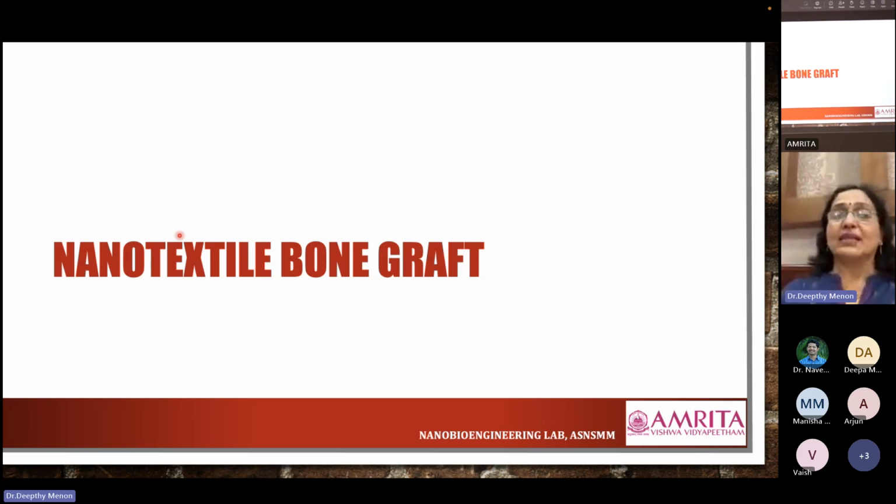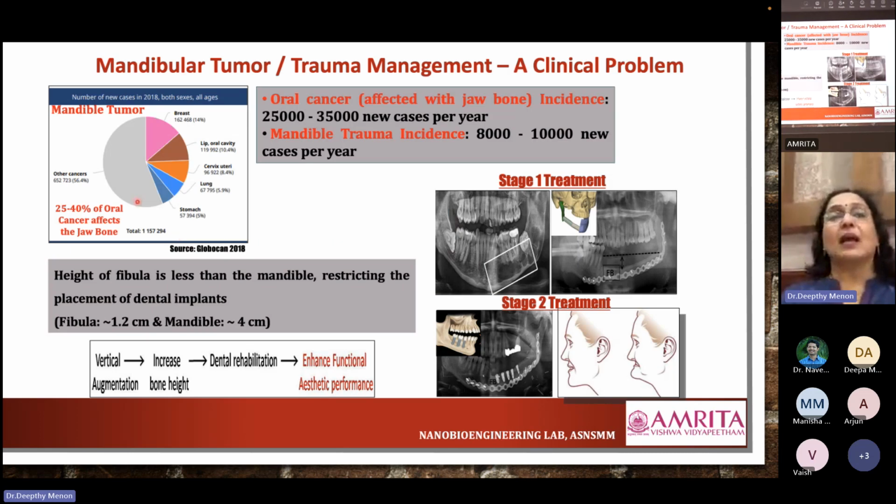Our group at Amrita has developed a bone graft substitute to address mandibular tumor or trauma management. This is a big clinical problem. You can see a patient can lose their mandibular jaw. It can be due to an accident. It can be due to tumor. Oral cancer can come and eat away this region. And you see how disfigured the patient gets.